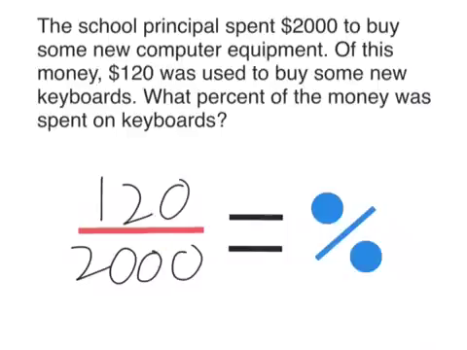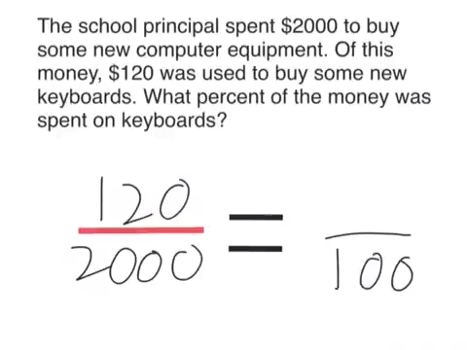Now to find the percent, we need to remember that a percent is just a ratio out of 100. So instead of just having this giant percent symbol like this, let's write it as a fraction out of 100. Alright. So we're trying to find what percent? Well, hopefully you can see that right now we're just comparing two equivalent fractions. So how do we get from 2,000 to 100?